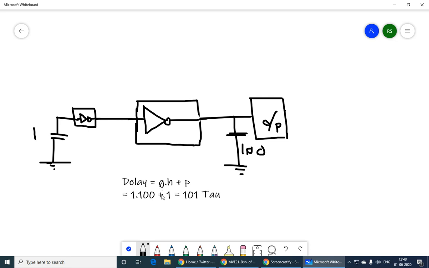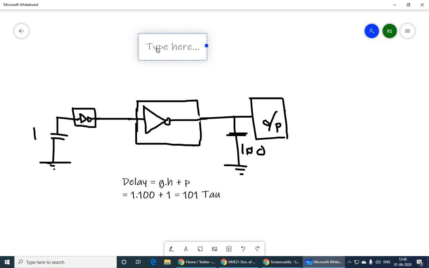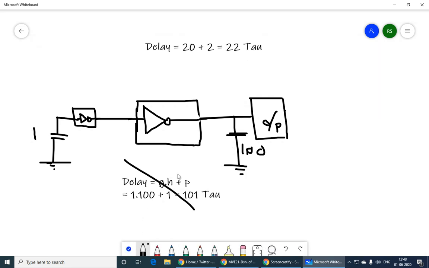So in this case, the delay is going to be how much? Delay equals 20, which is two stages, 10 each, plus 2, equal to 22 tau, which is a very good number compared to 101 tau. 101 tau is a very large number. I don't want such a big delay. So by just inserting one inverter, I have reduced it from 101 tau down to 22 tau.